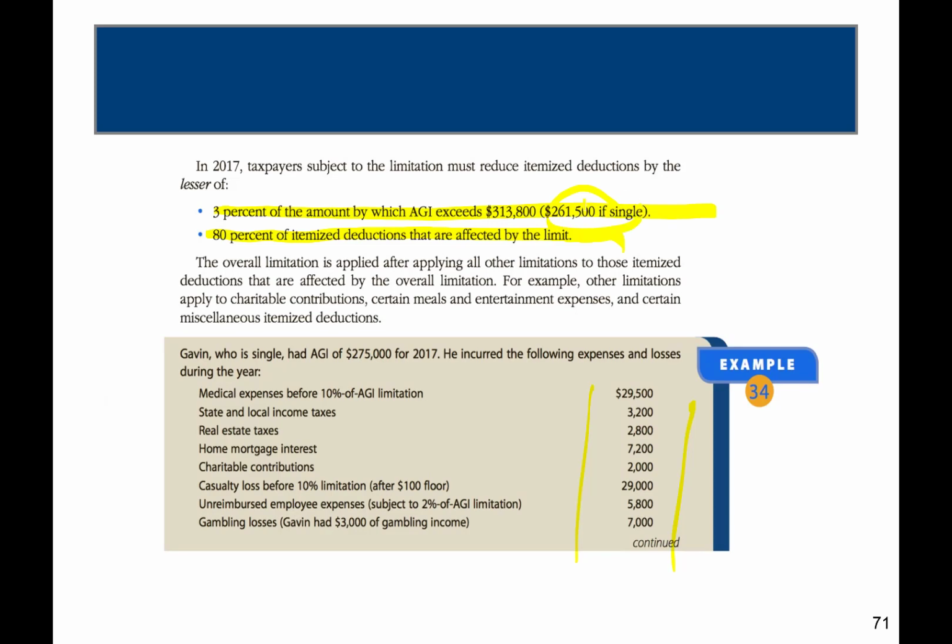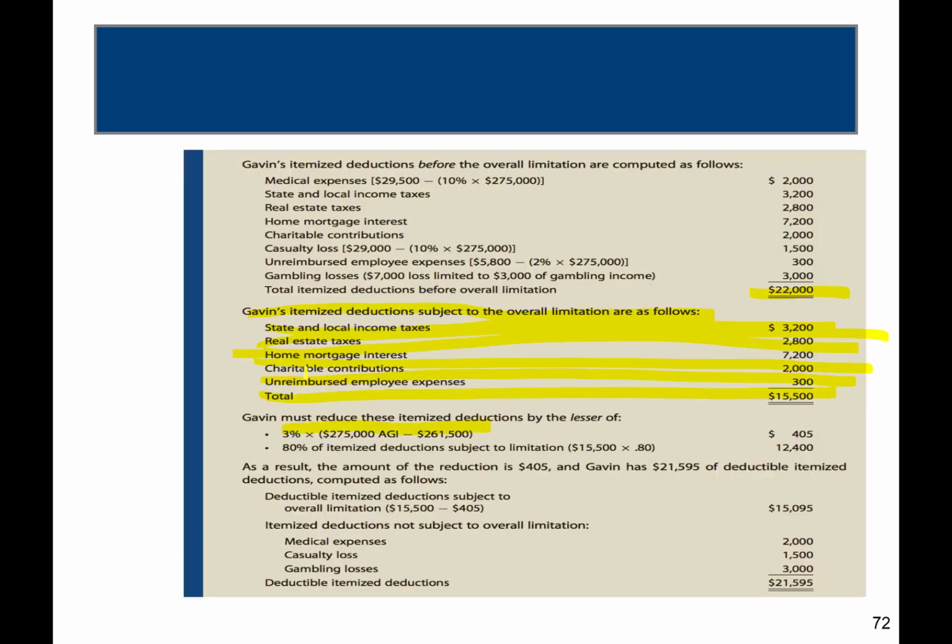I mean, he was making, where did it tell us he's making 275? There it is. He was making 275. Okay, so he's making 275, so he's a little over that threshold. 3% of that is 405, or 80% of the deductions limited that are subject to the limitation. Okay, so we take the 15.5, all of those were subject to limitation, multiply that by 80%. That number is the bigger number.